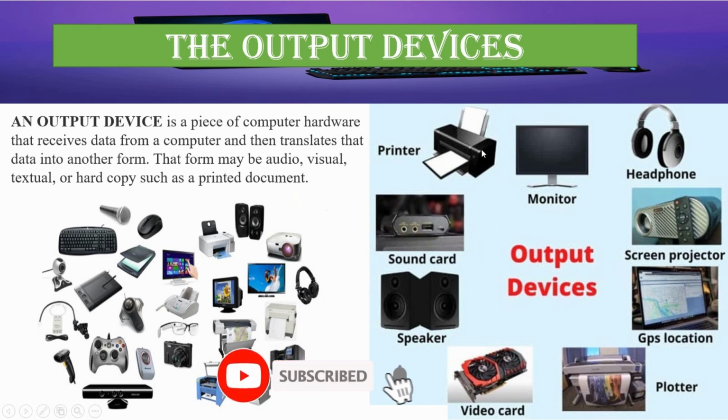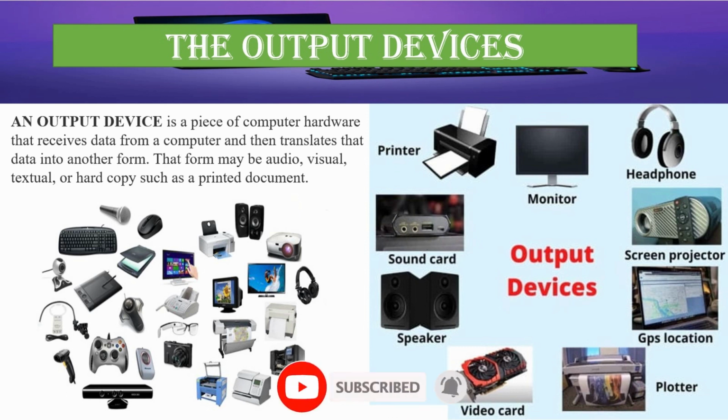We have a printer, which we use to print our document that the system has processed. We have a monitor that displays the information from our system. We have a headphone that we use to hear our sound from the system. We have a sound card that will allow us to insert the audio system to bring out the audio. We have speakers that we use to hear the music or any audio from the system. We have a video card which we use to display our video. For example, gaming PCs use a very good GPU or video card to display in good resolutions and graphics.